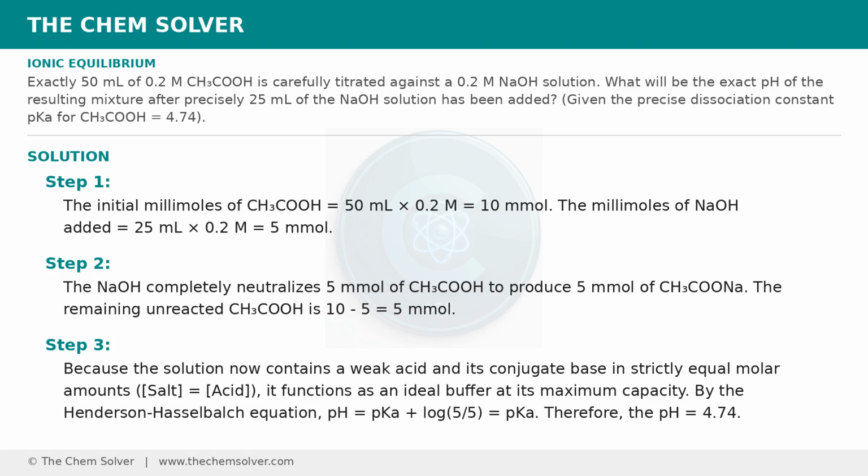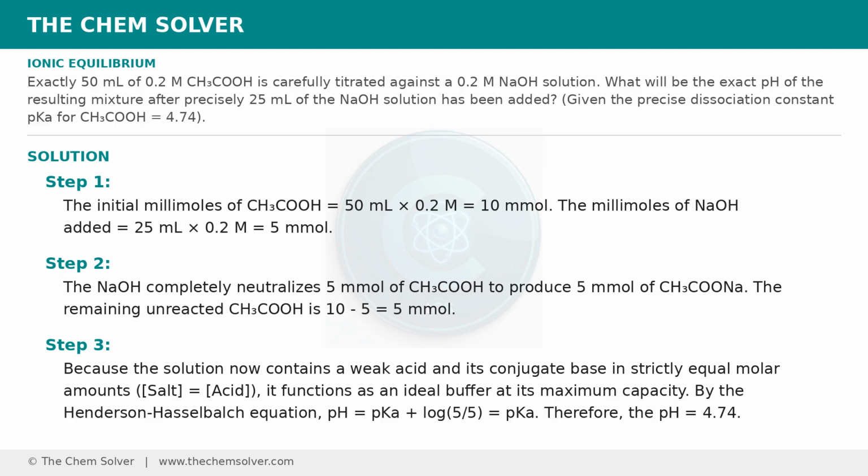The initial millimoles of CH₃COOH equals 50 mL times 0.2 M equals 10 mmol. The millimoles of NaOH added equals 25 mL times 0.2 M equals 5 mmol. The NaOH completely neutralizes 5 mmol of CH₃COOH to produce 5 mmol of CH₃COONa. The remaining unreacted CH₃COOH is 10 minus 5 equals 5 mmol.